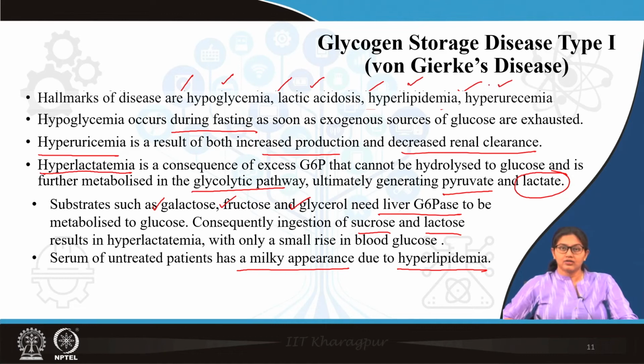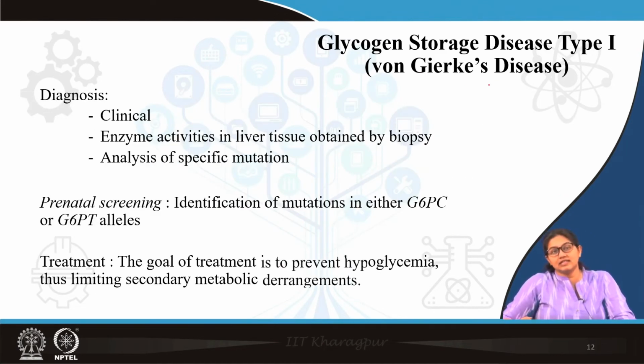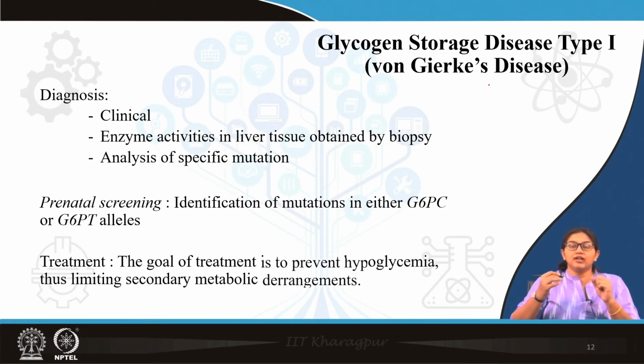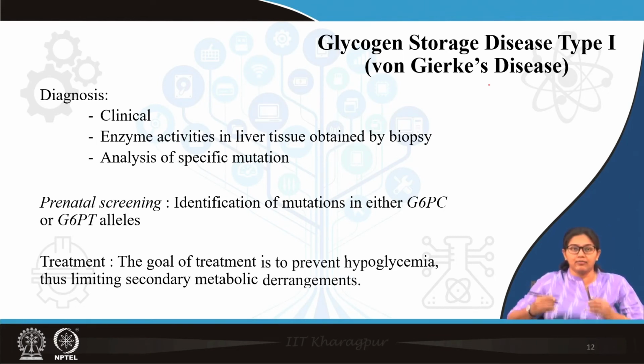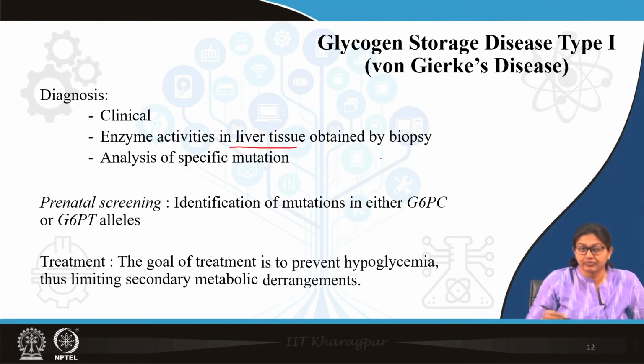So, finally, how is this von Gierke's disease diagnosed? It is most important that the clinical manifestations are concerning in these patients. So, basically neonates who present with fasting hypoglycemia, growth retardation, seizures, they are checked for these glycogen storage disorders. Now, how are they detected in the laboratory? By assessing the enzyme activity, glucose 6-phosphatase activity, which is obtained from liver biopsy.